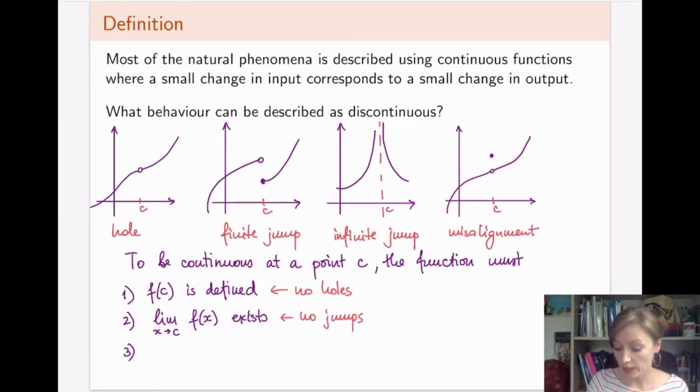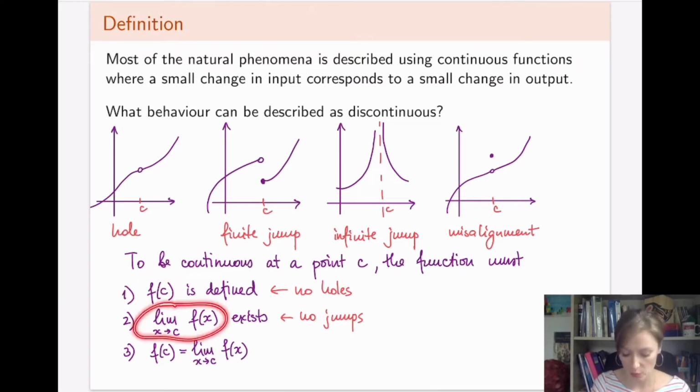So in order to not have this, we must have that if we have a hole, then it's patched up correctly in the right spot, which will be guaranteed if the function value is equal to the limit at that point. Okay, and that's essentially saying that whatever was guaranteed to be defined by the first point and the limit whose existence was asked by the second point are actually the exact same value. So the function goes towards the point where it is in fact defined. Okay, so this will then guarantee no misalignment.